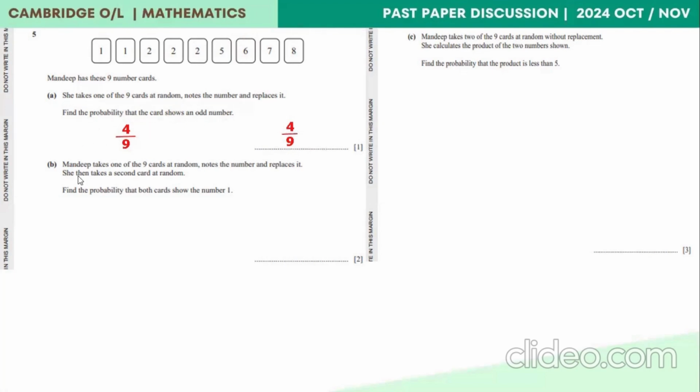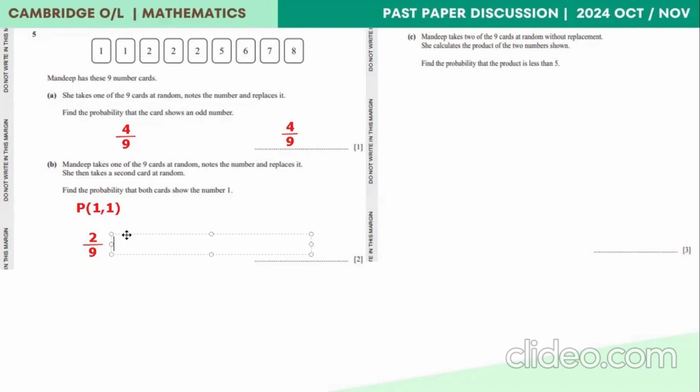So the next question. Mandeep takes one of the 9 cards at random, notes the number and replaces it. She then takes the second card at random. Find the probability that both the cards show the number 1. So this is a with replacement case. First, we are finding the probability of getting 1 and 1. The probability of getting 1 first is going to be 2 over 9, because we have only 2 1s out of these 9 numbers.